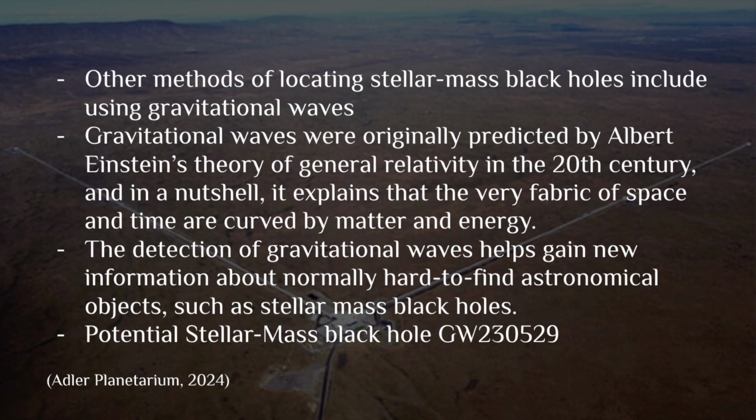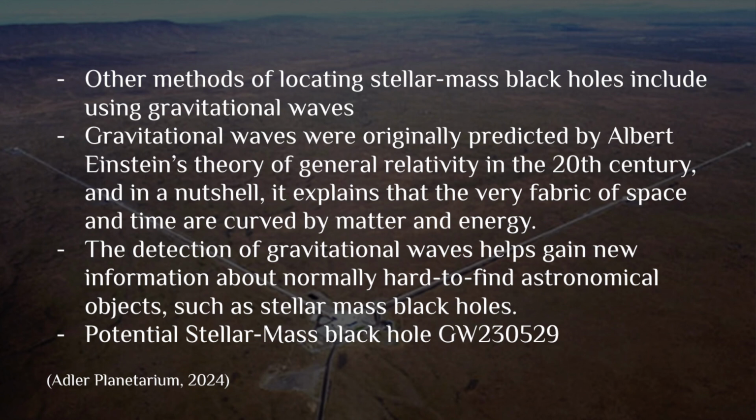The detection of gravitational waves helps gain new information about normally hard-to-find astronomical objects, such as stellar mass black holes. Although first predicted by Albert Einstein, the actual gravitational wave detection only developed in 2015. However, this new technology is being used to conduct further astronomical research on not just black holes but other astronomical objects as well. For example, in May 2023, a gravitational wave detector found a black hole 650 million light-years away. The detector also found the mass of the objects detected.